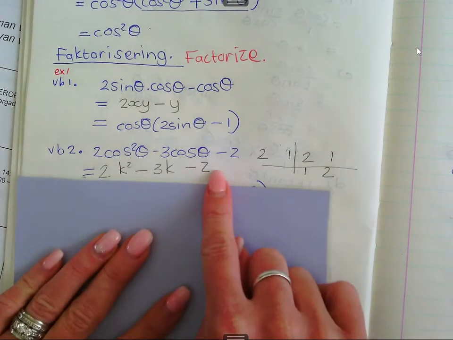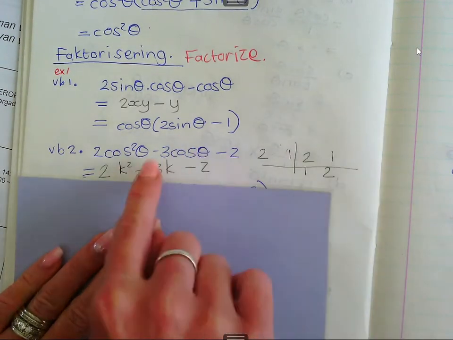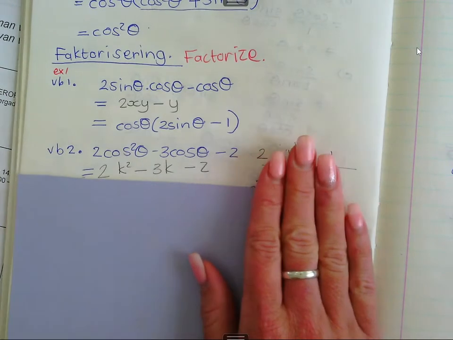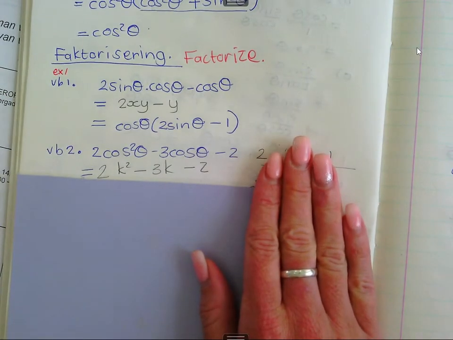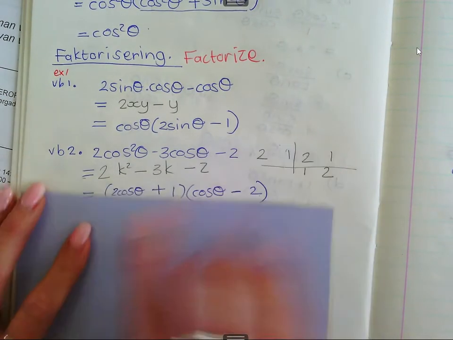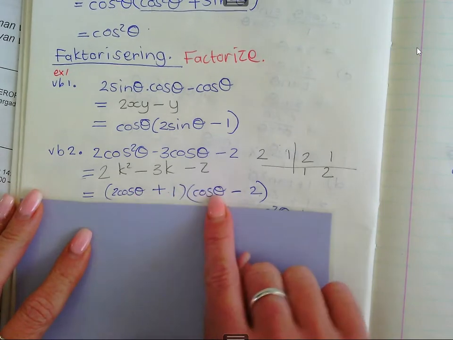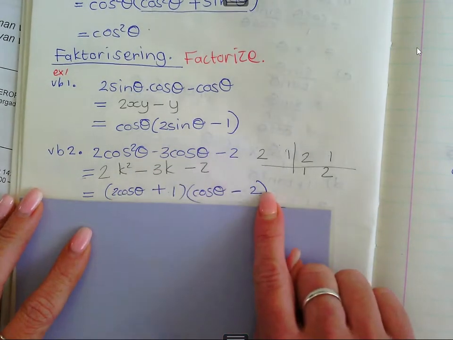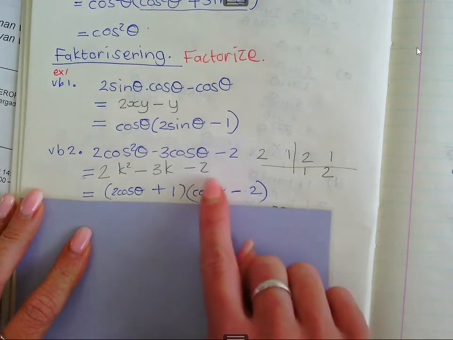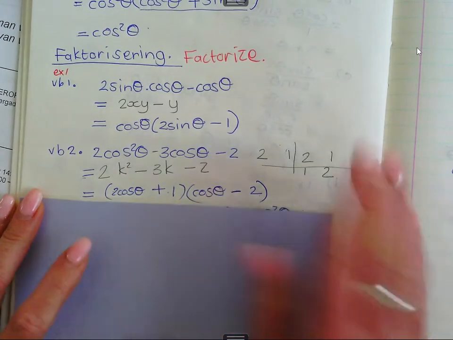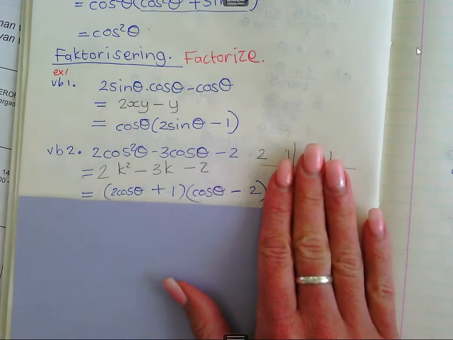Factors of 2 and factors of 2 that give you 3 when you subtract them. It's so easy. 2 times 2 is 4 and 1 times 1 is 1. No. So it's going to be 2 cos theta, and cos theta. 2 has to multiply with 2, 1 has to multiply with 1. Now I just have to figure my signs out.